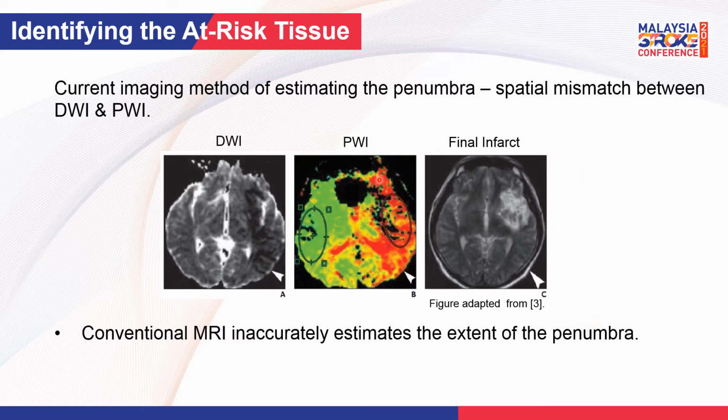where we can see from this example, although this method estimated the penumbra area to be quite large, we can see from the follow-up scan here, the true final infarct turned out to be much smaller than what was estimated. So this method of estimating the penumbra actually falsely includes the benign oligemia regions. And because of this, there is a need for an imaging technique that can better estimate the penumbra area.